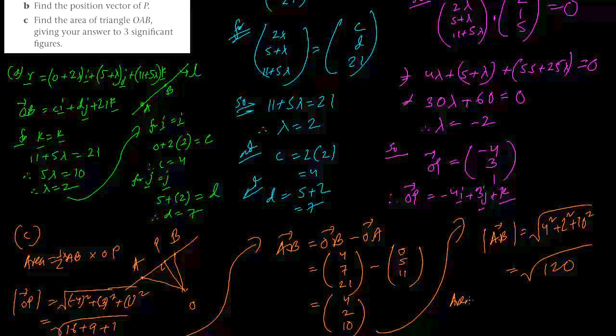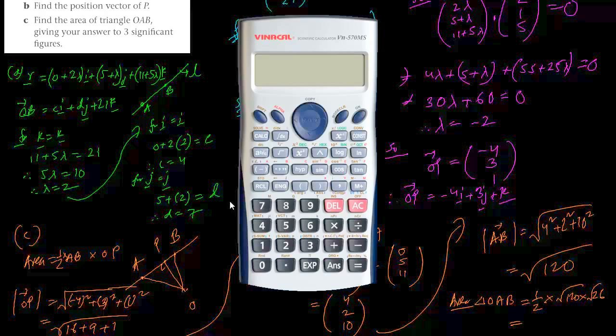So area of triangle OAB is half into base, which is square root of 120, into height, which is square root of 26. So let's see what the value turns out to be. Half into square root of 120 into square root of 26. It is 27.9.